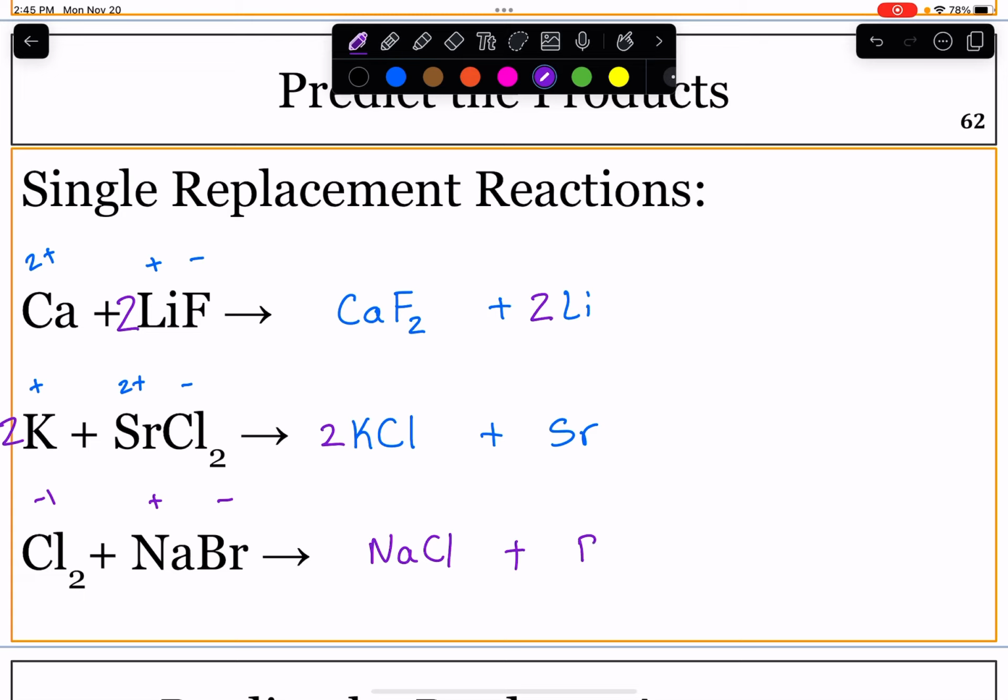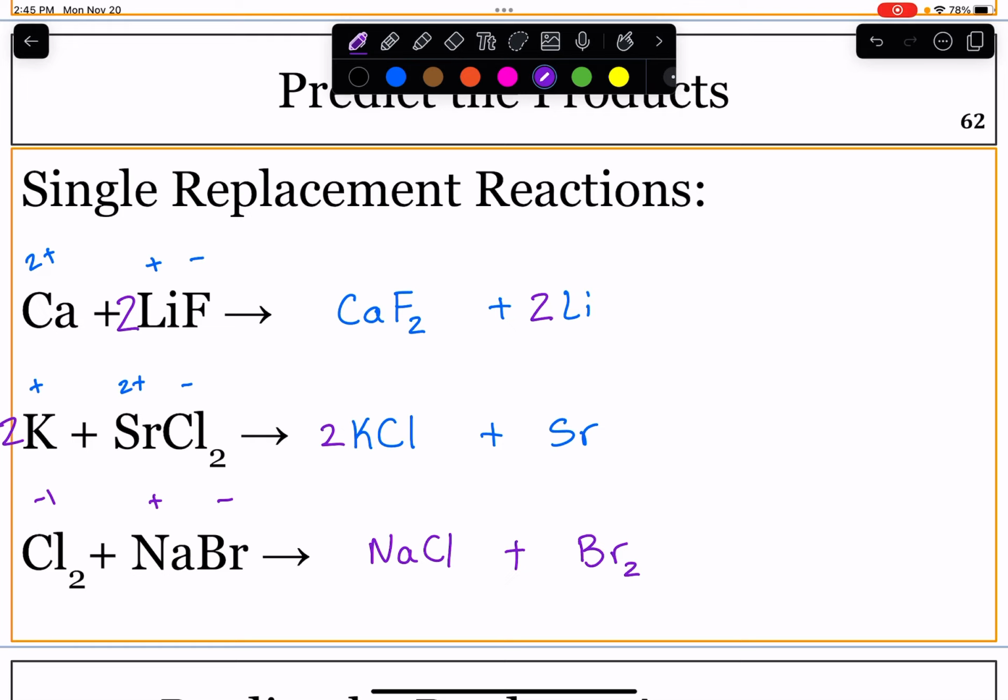And then we just have bromine left by itself. Bromine is on the diatomic list, therefore bromine doesn't exist as one single element by itself. It always exists as a pair by itself. Again, don't worry about the fact that it looks like we just spontaneously created an extra bromine. We'll take care of that once we balance it.